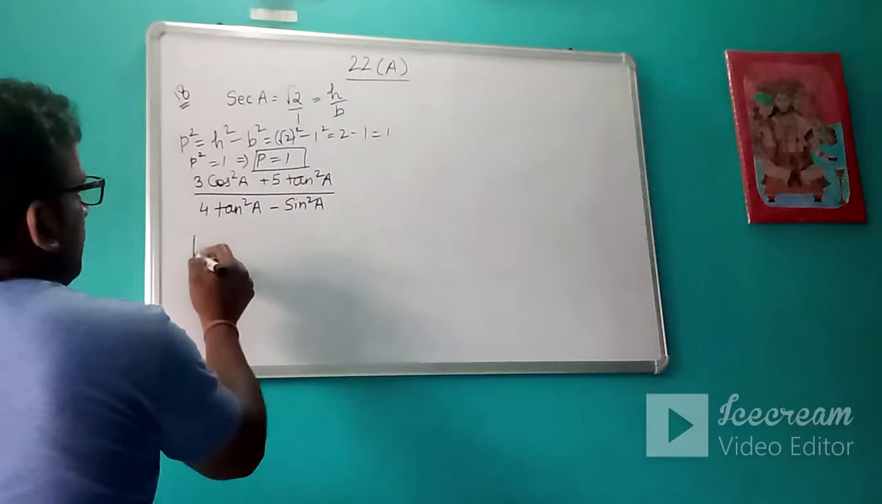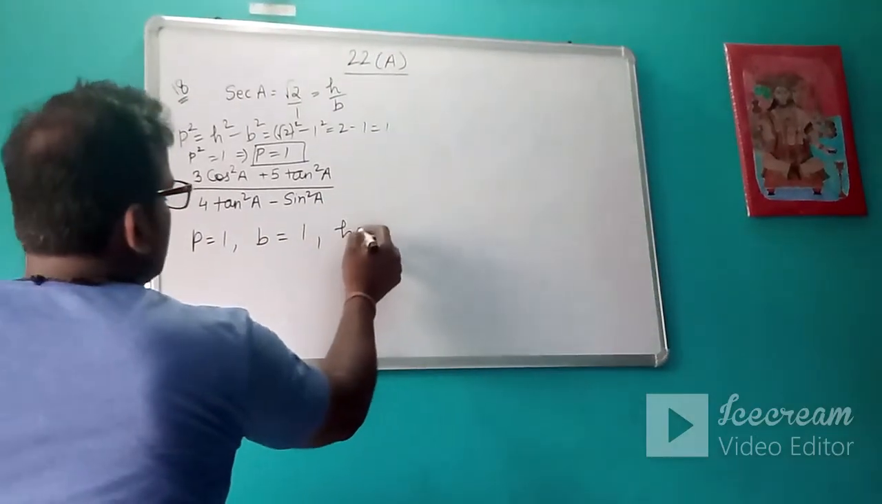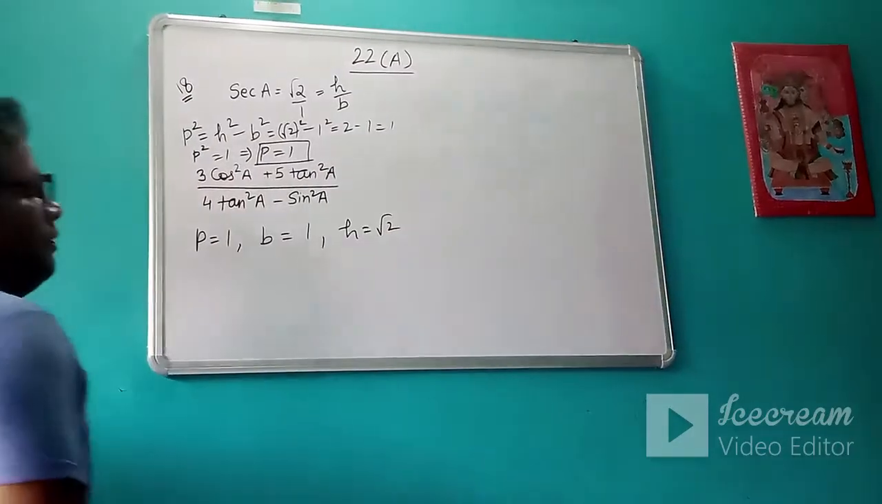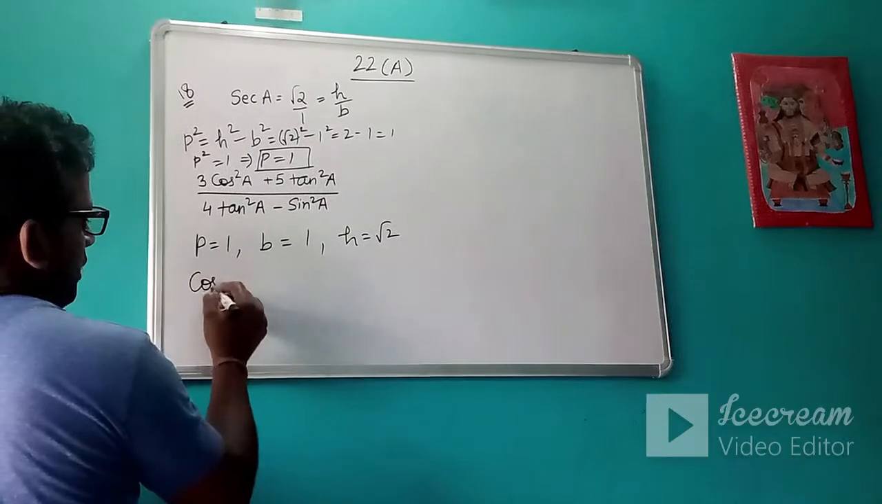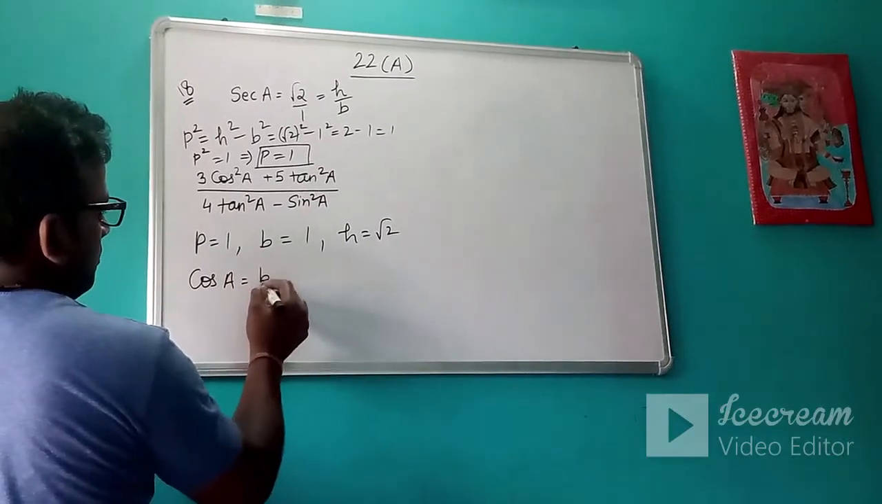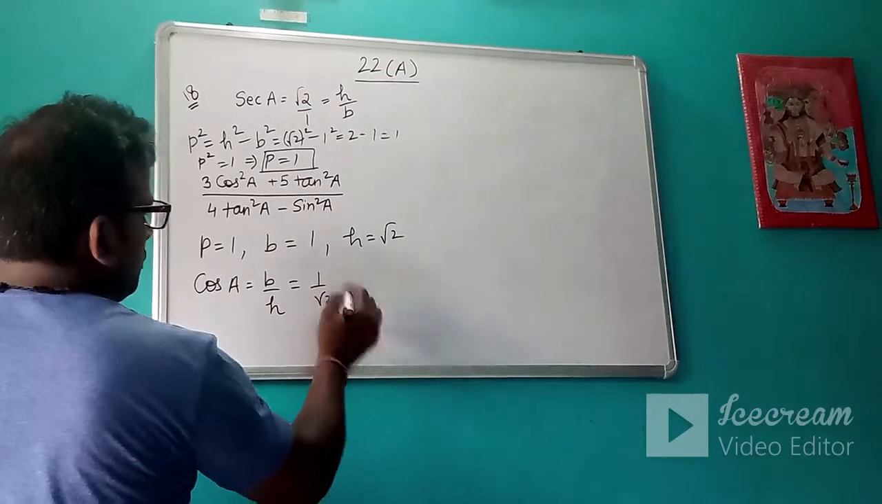So what is our P? P is 1, B is 1 and H is equal to root 2. So these values we will use. Now what we need? Cos of A. So first we will calculate cos of A, that is B upon H. So it is equal to 1 upon root 2.